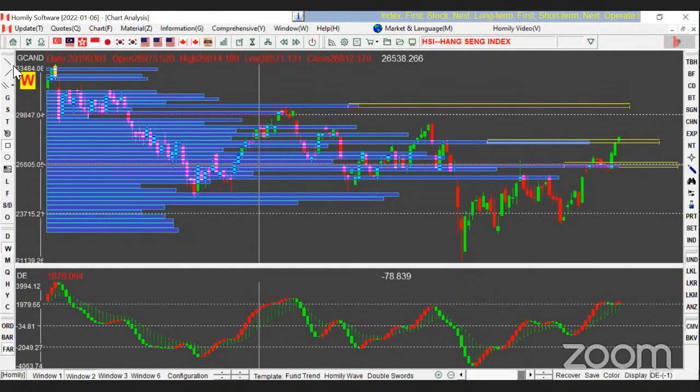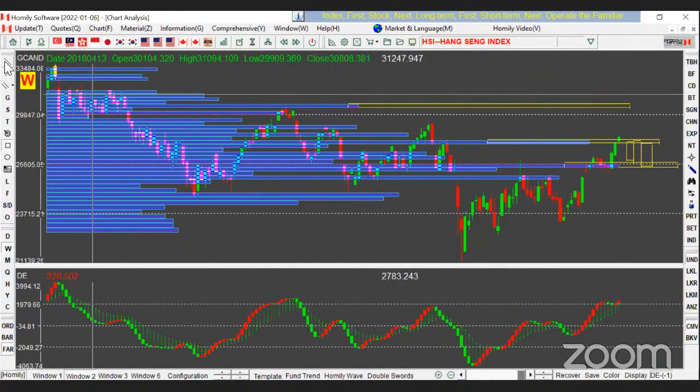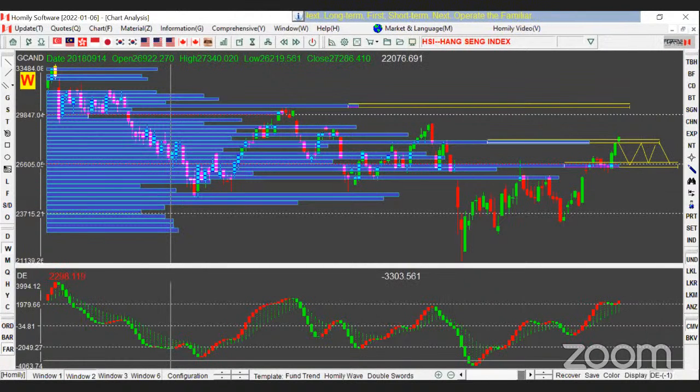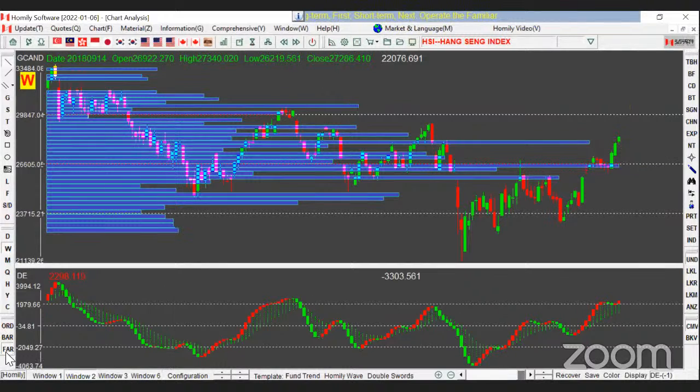Maybe the price would just fluctuate between this level and this level. Also possible, right? The price might fluctuate here before it finally chooses a direction again. Okay, so generally this is the market performance.